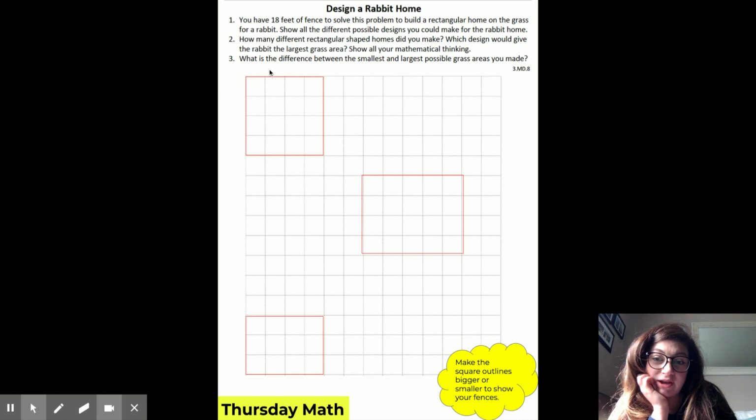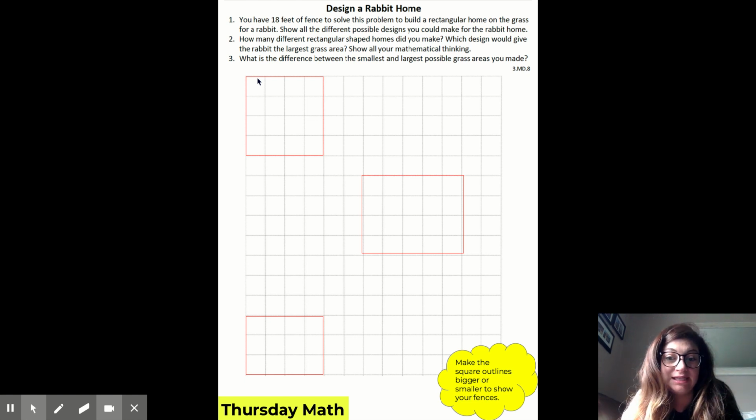But when I look and I add up 4 plus 4 plus 4 plus 4, I know it's 16, but not quite 18. So now I have to figure out, how can I manipulate or change this shape to make it 18? 16 and 18 are only two numbers away from each other. So I need to add 2 to this shape to make it an 18-foot fence rabbit home.